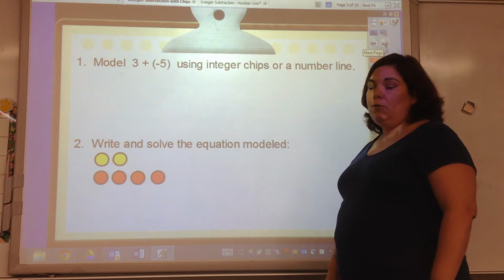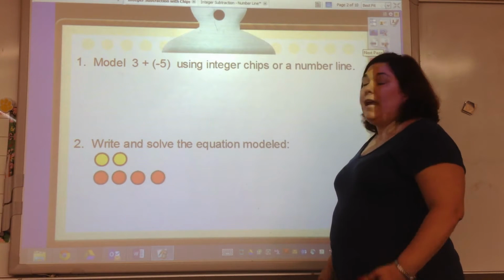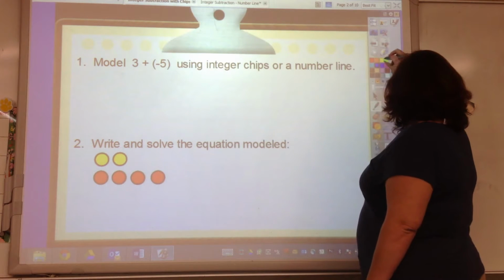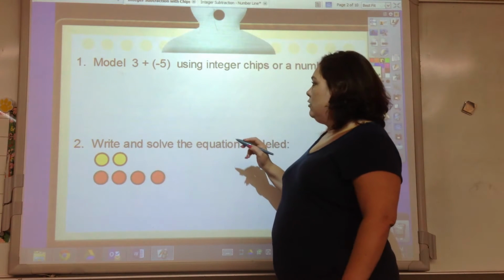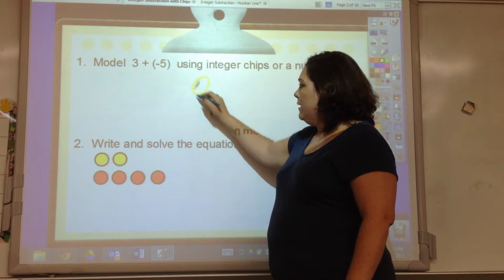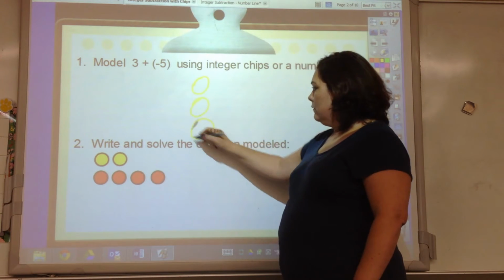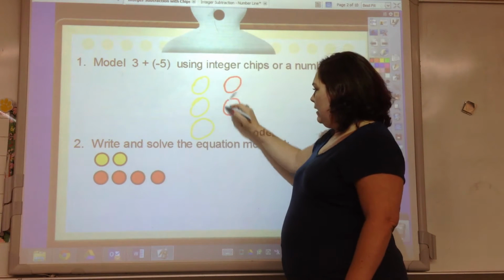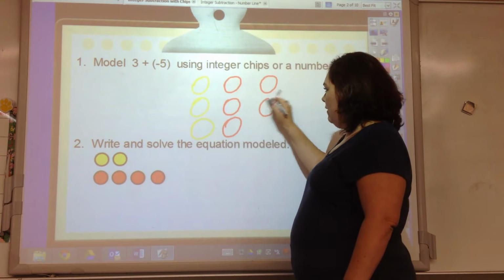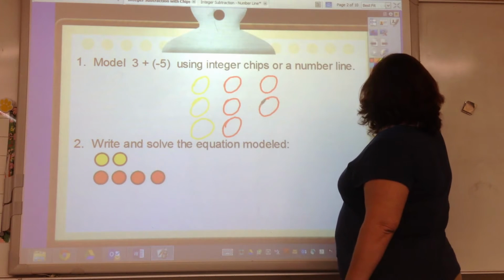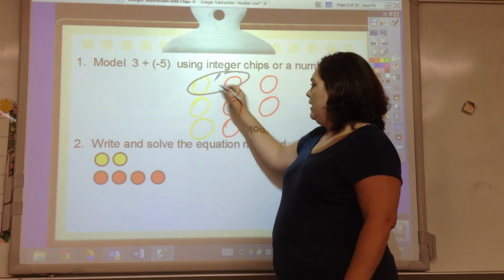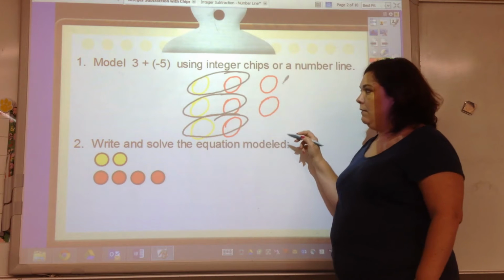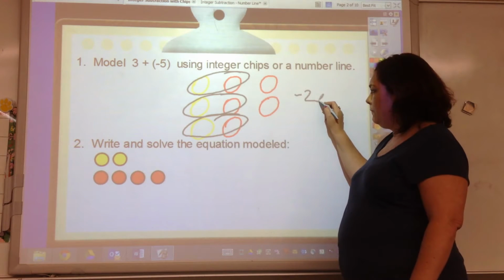This is just a review. If we were going to do adding and combining, and we were going to model using integer chips on the number line, we would have 3 positive and 5 negative. 3, 4, 5. And we would do our 0 pairs. These would go away, these would go away, these would go away. And we have 2 negatives. So the answer is -2.